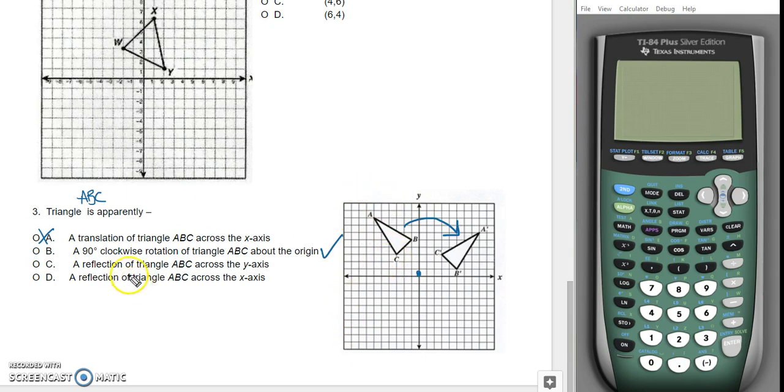A reflection across the y-axis. Okay, well, if I were to reflect it across the y-axis, my B prime would be here, and it's not. It's over here. So I can eliminate C. And reflect across the x-axis, that means that figure would land over here. And I don't have a figure there, so I can eliminate D. So the only one that could possibly fit is B. It is a rotation. I am turning it.